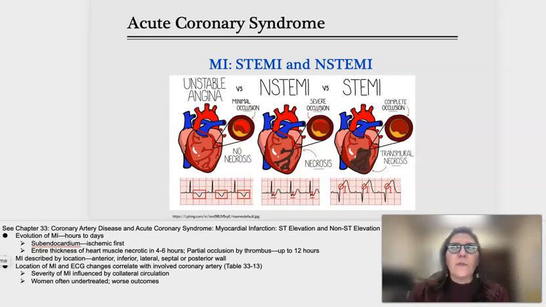So you'll hear people say, oh, look at their EKG. They had this kind of MI. And that's why they know, because there's a correlation there.